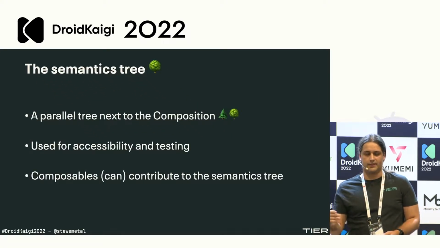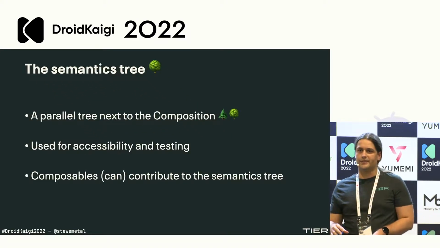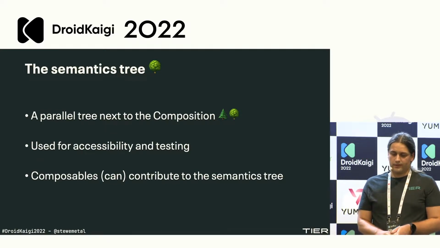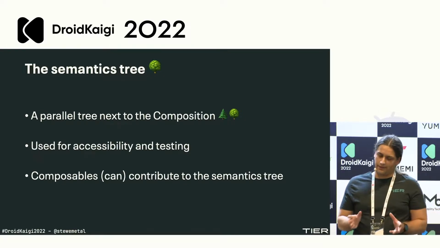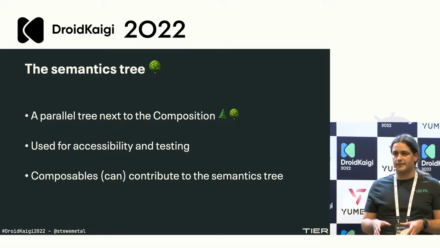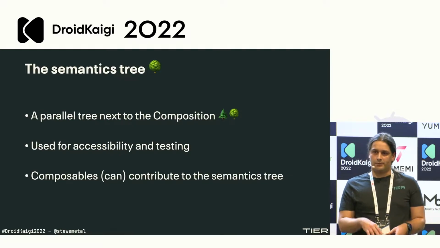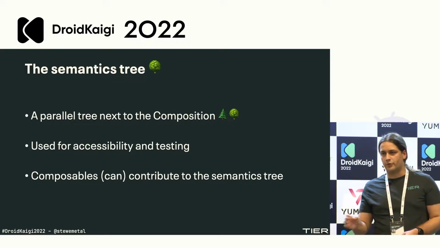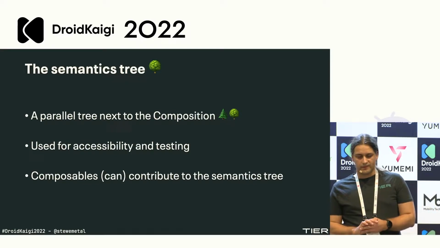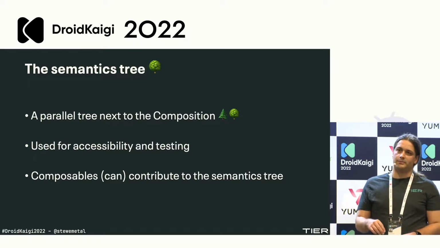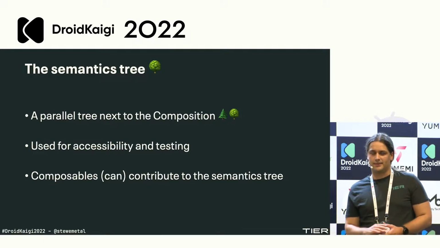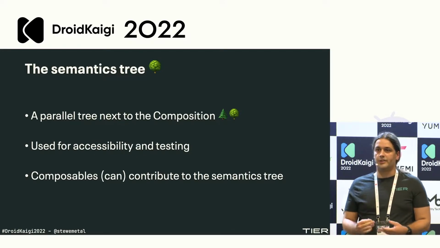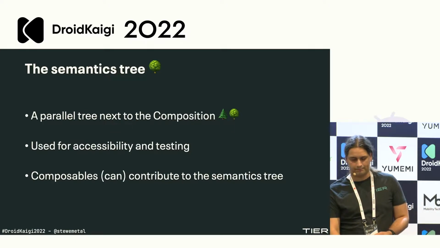So what is the semantics tree? The semantics tree is a parallel tree that is actually built on every recomposition next to the composition. So it's a parallel tree that's used by the accessibility frameworks and by the testing framework. Some properties added to that tree can be only seen by the accessibility framework, some both, and some only for testing. So just keep in mind composables can sometimes emit, sometimes not emit UI components. They might or might not contribute to the semantics tree by default. We'll see how we can change that as well.